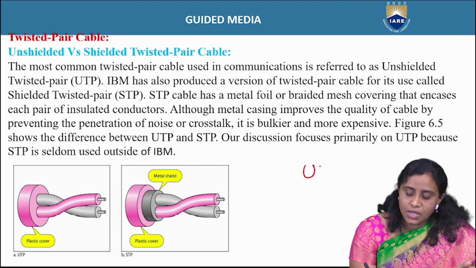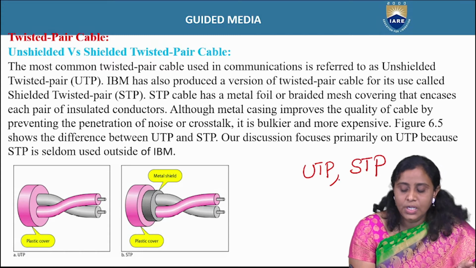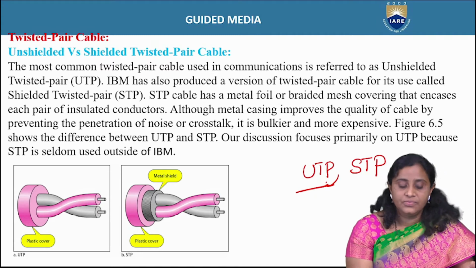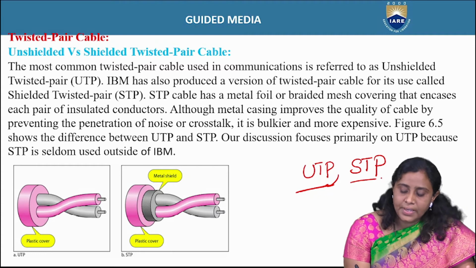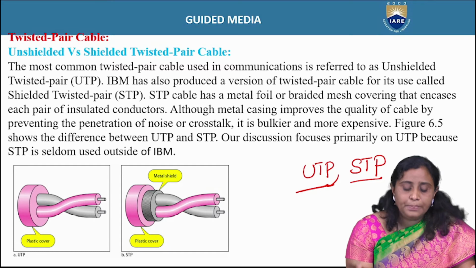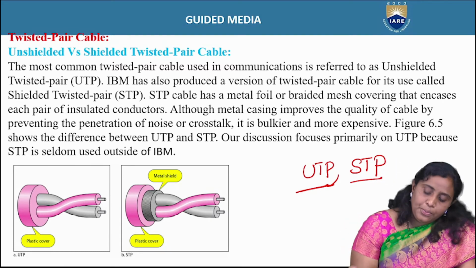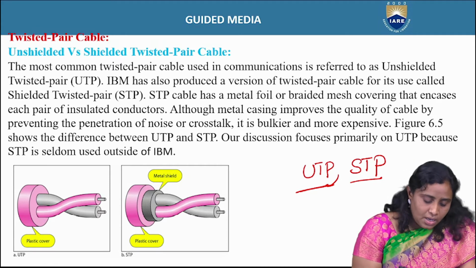The first one is the UTP and the second one is the STP. UTP stands for unshielded twisted pair cable, and STP stands for shielded twisted pair cable. So what makes the difference between these two types of twisted pair cables?